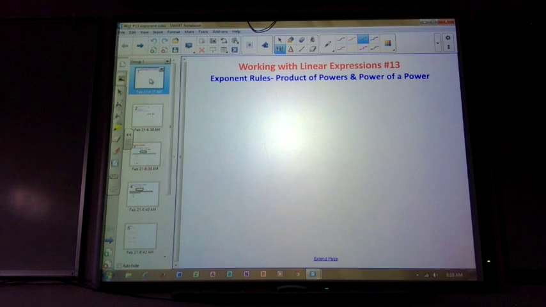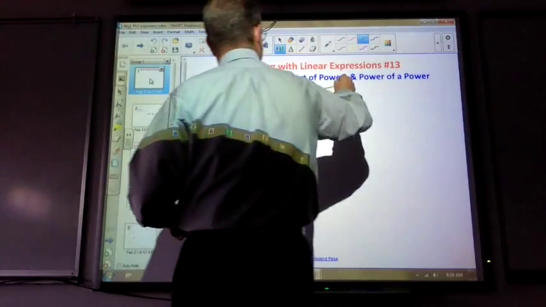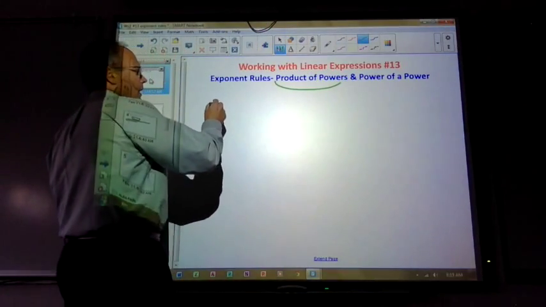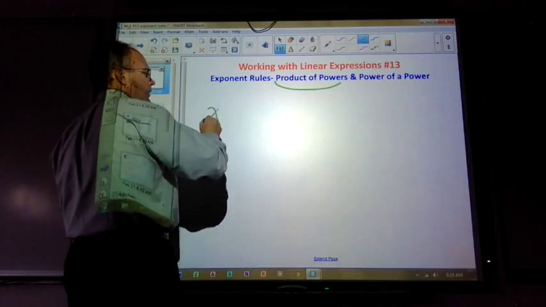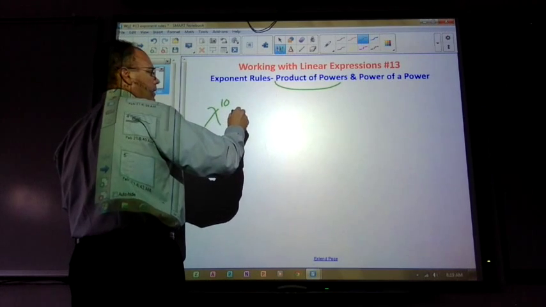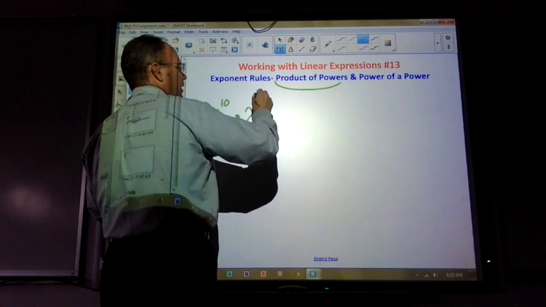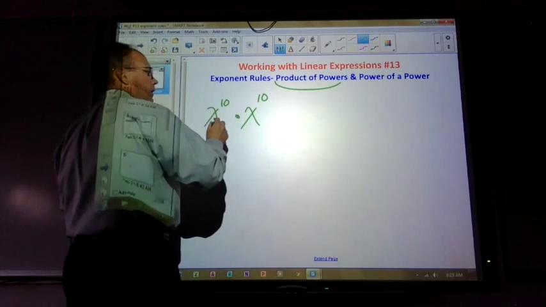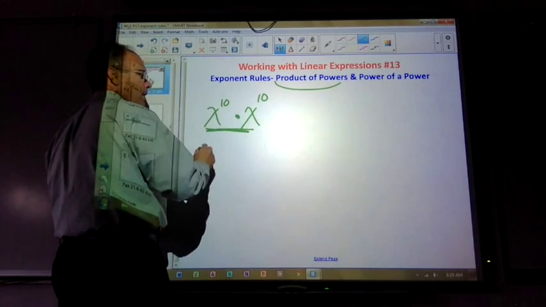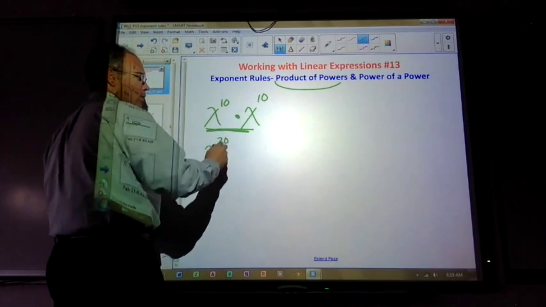Let's see how this one works. Product of powers and power. Okay. So this is a little bit of a review of what we were talking about. Product of powers. So if we were to talk about just the product of powers, this would be like x to the 10th times x to the 10th. So being that we're multiplying them together, this would allow us to get x to the 20th.